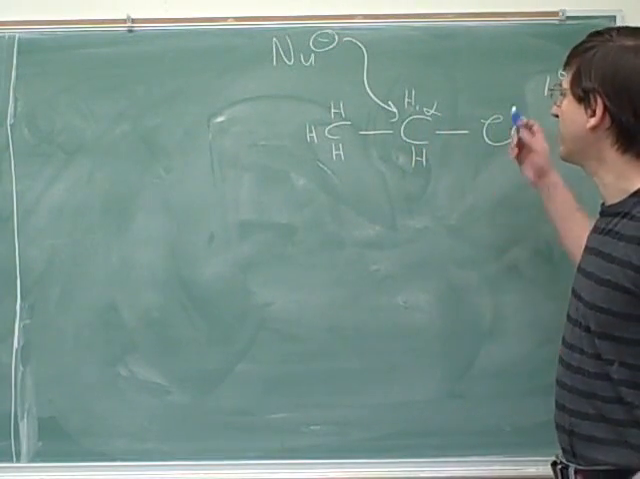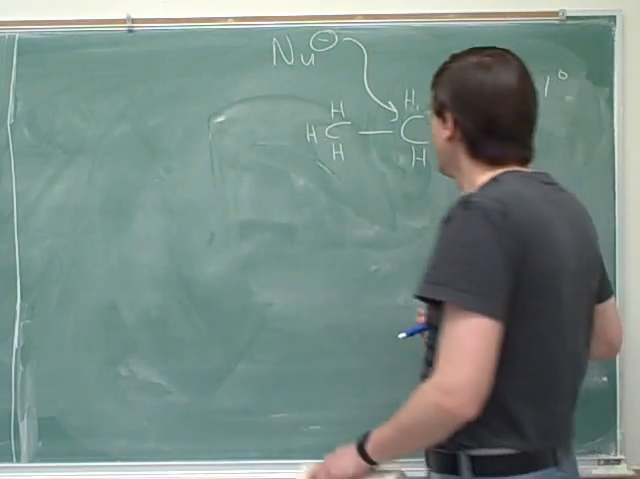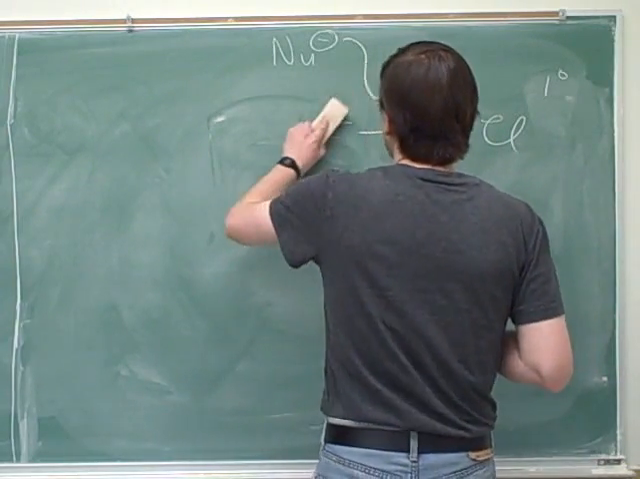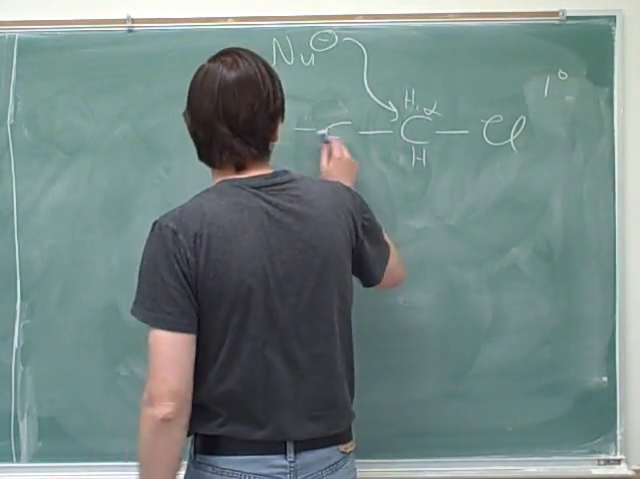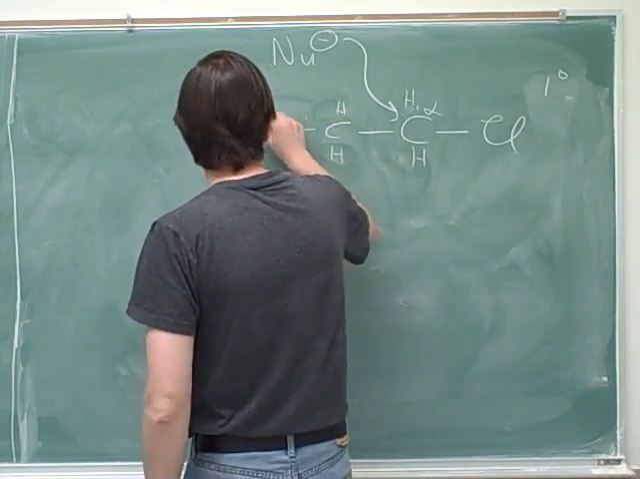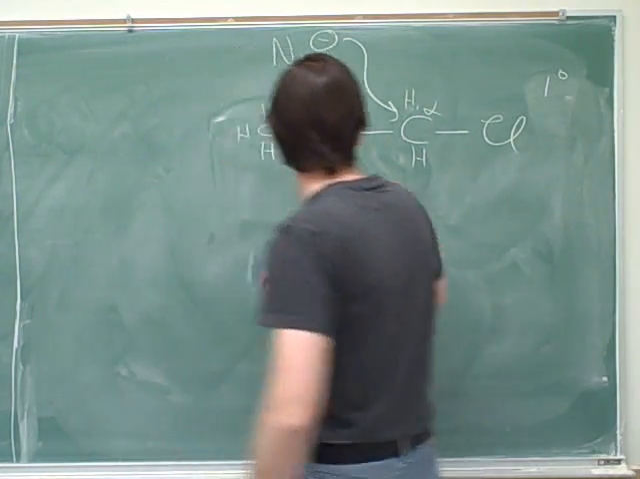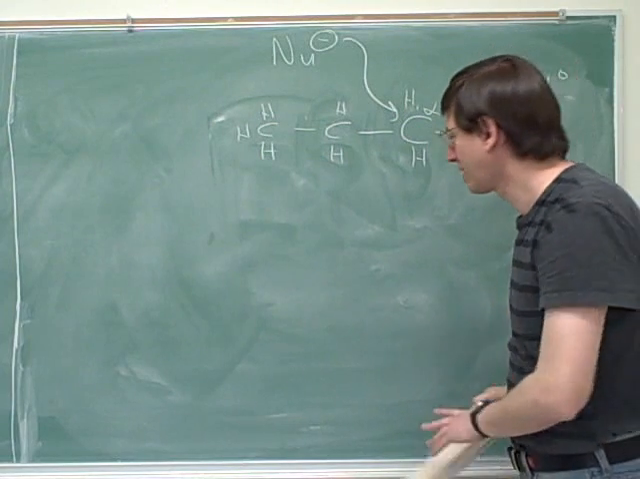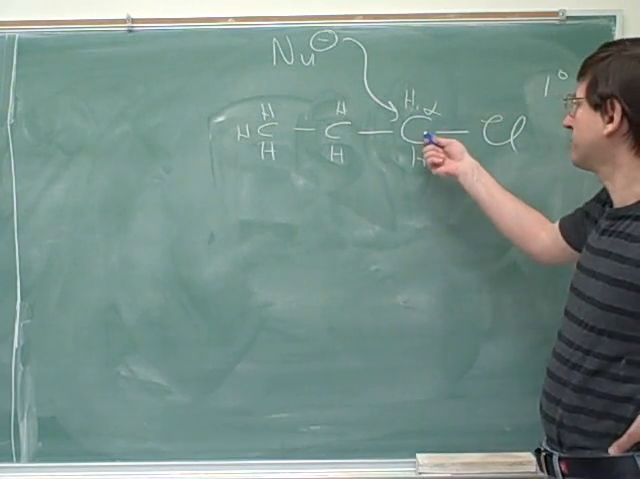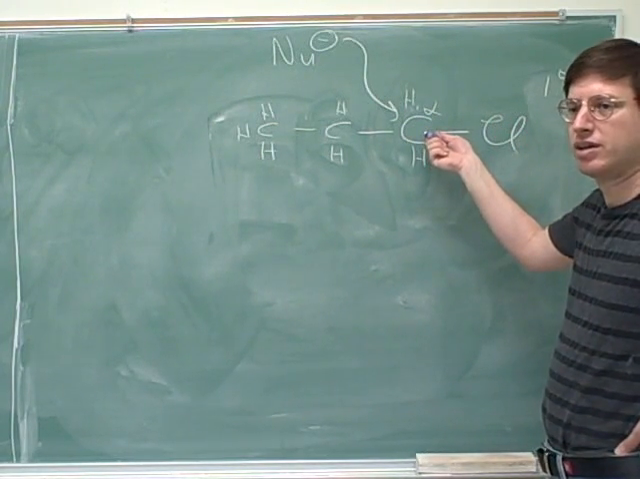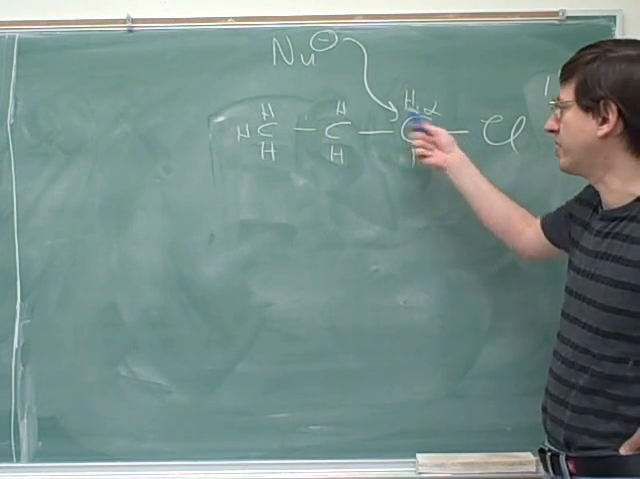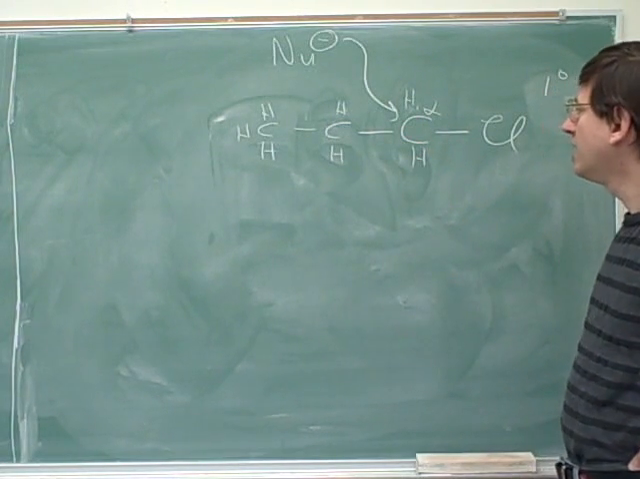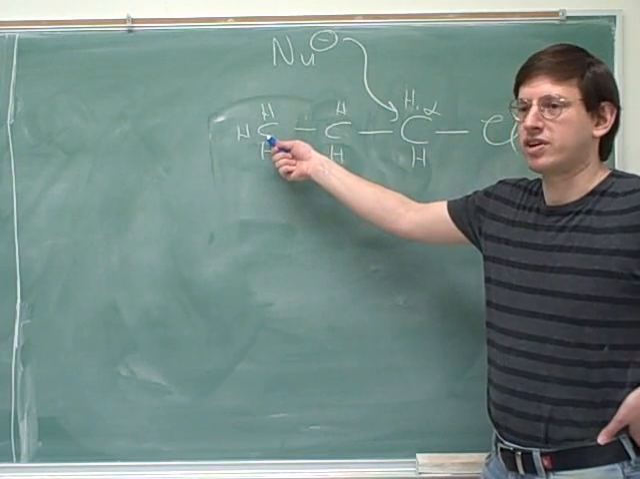Okay, so we've seen that primary is worse than methyl. All right, now, let's add another carbon. So now we've added one more carbon. Now, is this methyl, primary or secondary? Still primary. It's still only attached to one carbon chain. Now the question is, is this going to add more steric hindrance?